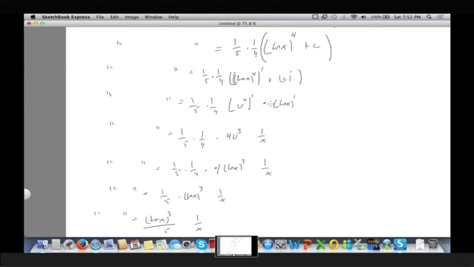So this is good practice because I'm sure you'll have to do these complicated derivatives on the final, so we may as well be practicing that here.